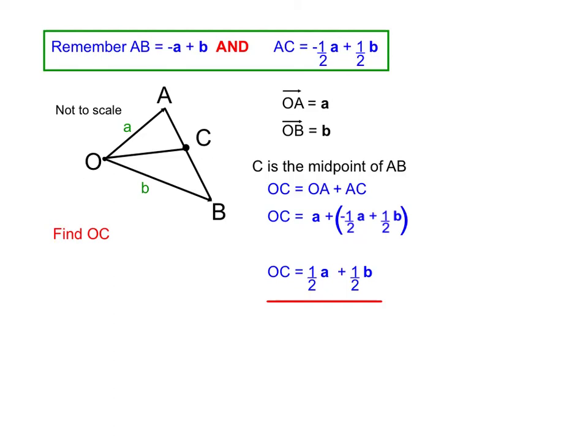I can now simplify this expression here. We have A and minus a half A. Notice the plus and the minus here are different signs, so that makes this equivalent to a minus half, which leaves a result of a half A. And we've also got plus half B, which is equivalent to plus a half B. And this is my answer. OC is equal to a half A plus a half B.